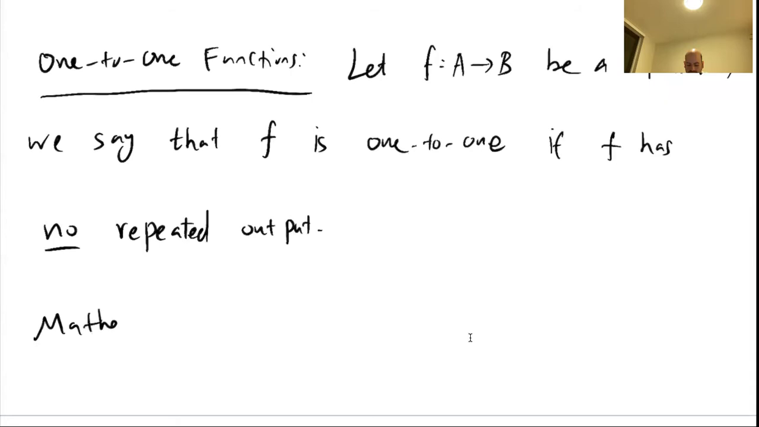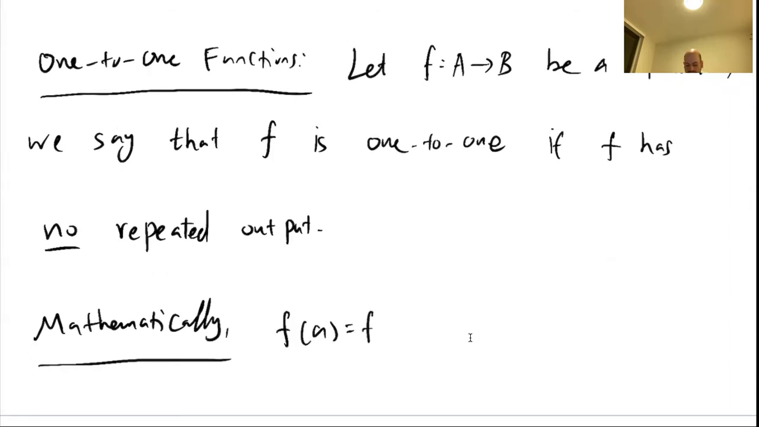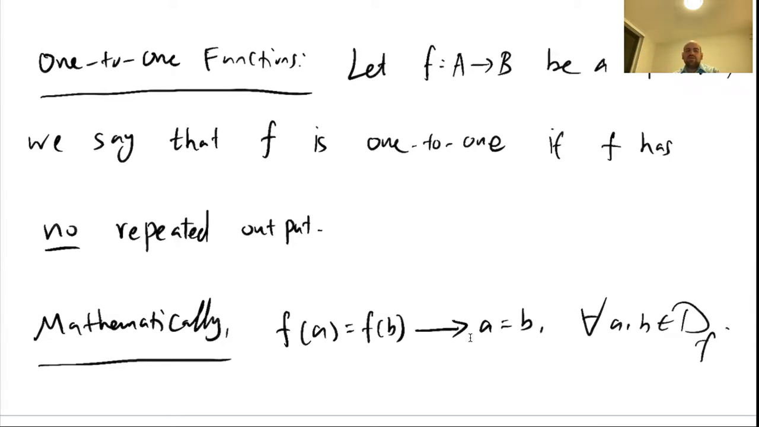Mathematically, f is one-to-one if f of A equals f of B implies that A is equal to B for every A and B in the domain of f. Okay, so let me explain this.